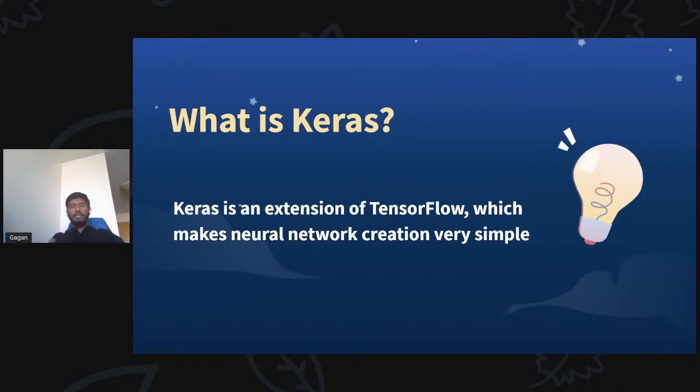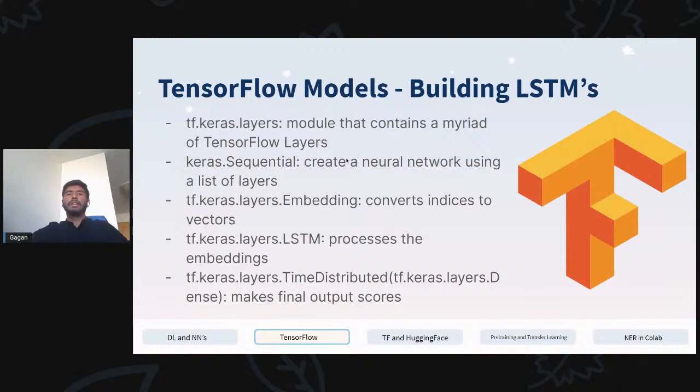Now that we have completed the data pre-processing, we want to create the different neural network models. Neural network models in TensorFlow are built using Keras. Keras is a TensorFlow extension which makes building neural network models really simple. So let's look at how we can build an LSTM model using Keras. Let's go ahead and look at the syntax in this case.